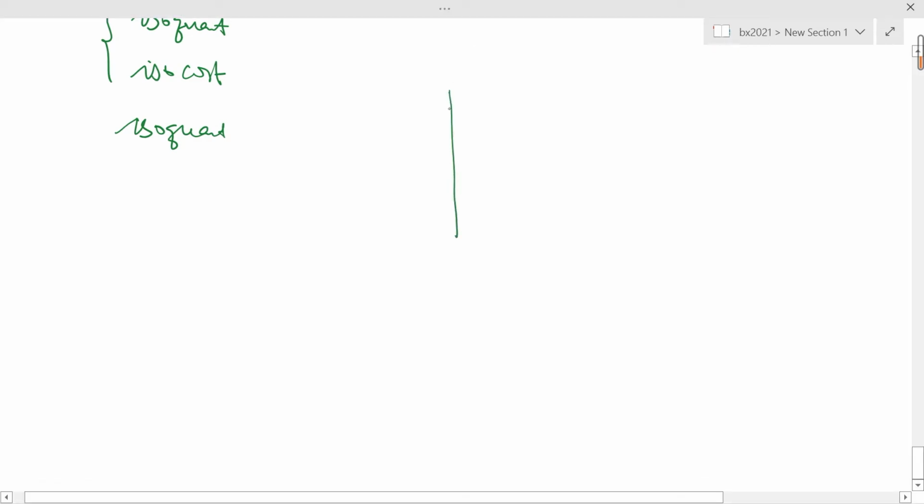So let's look at capital and labor. I'm going to put capital on the vertical axis, labor on the horizontal. And I'm going to randomly pick one point. One point in this space represents a bundle of capital, this many, and a bundle of labor, this many. And I'm going to call this point A.